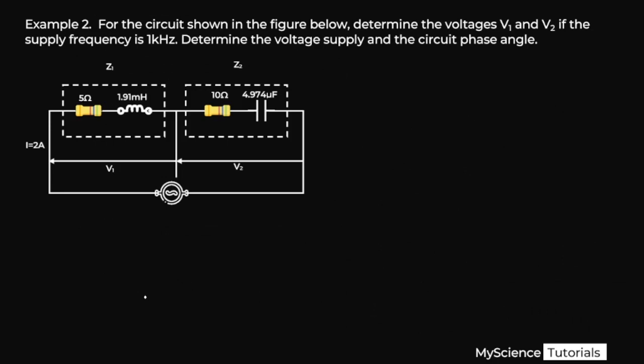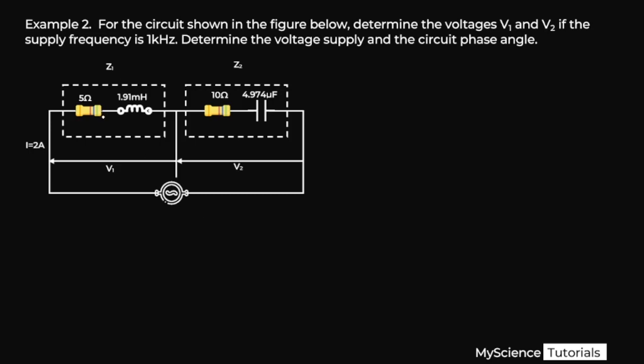So example number 2, a very short, quick and easy one. For the circuit shown in the figure below, we are to determine the voltages V1 and V2 if the supply frequency is 1 kilohertz. We are also to determine the voltage supply and then the circuit phase angle. Alright, so we're told to find V1 and V2, find the total voltage and then the phase angle. This is very easy. So let's go ahead and look at what we have.